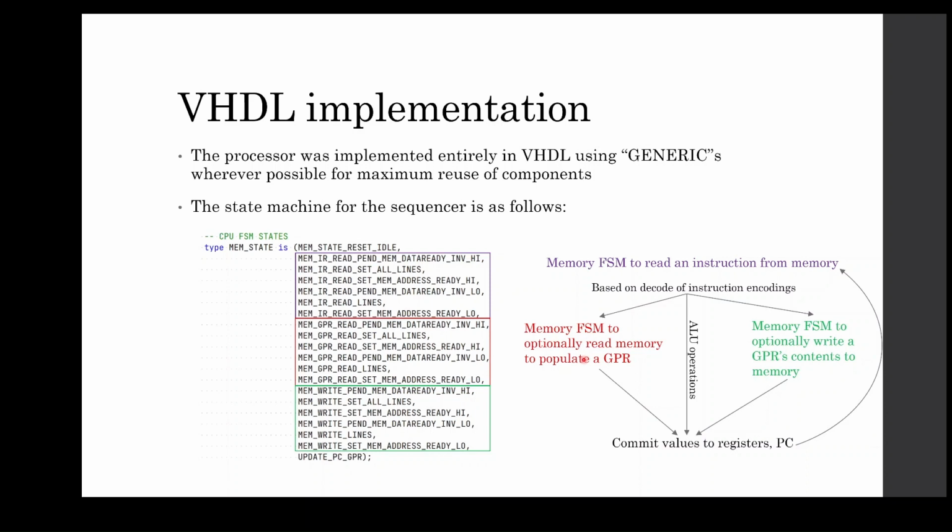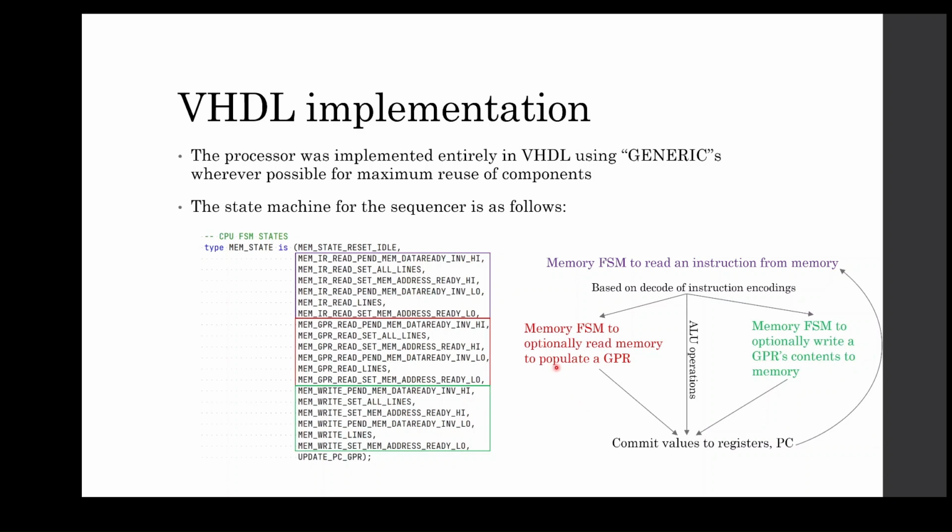to optionally read memory to populate a GPR; this would be the states that we would have to go through in case of a load instruction. Those enclosed by the green box correspond to memory finite state machine states to optionally write a GPR's contents to memory. These are the states that we would have to go through to execute a store instruction.